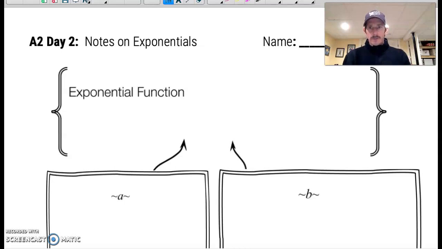All right, welcome to the very first introductory lesson on exponential functions. We're going to come back to this and take some additional notes down the road. So this is just going to build that initial foundation.